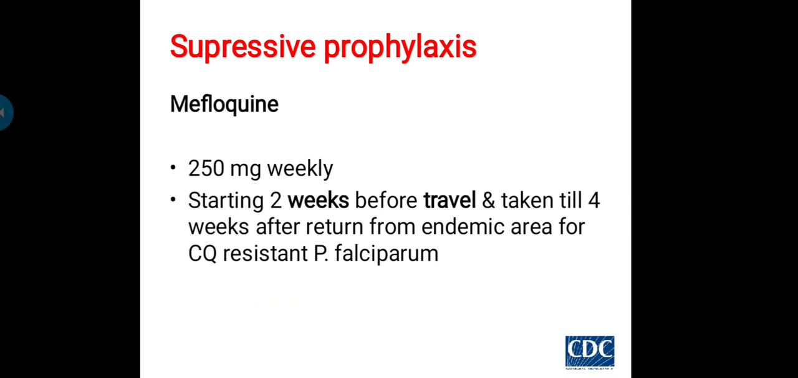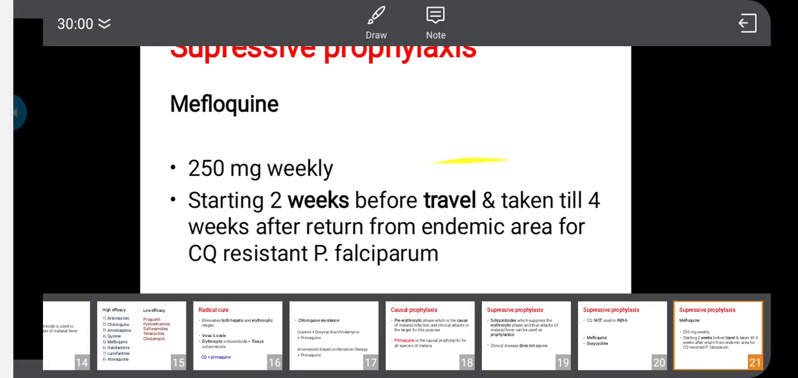Suppose a person is willing to visit India in the first week of October. Then he has to start mefloquine 2 weeks prior, that means on the 17th or 18th of September. Suppose he wishes to travel in India up to the 15th of October, then he or she needs to take mefloquine up to 4 weeks after that, that means until the second week of November. We should continue this mefloquine weekly at the 250 mg dose.